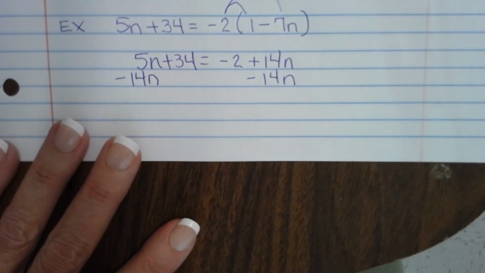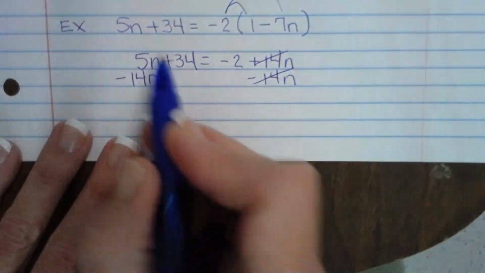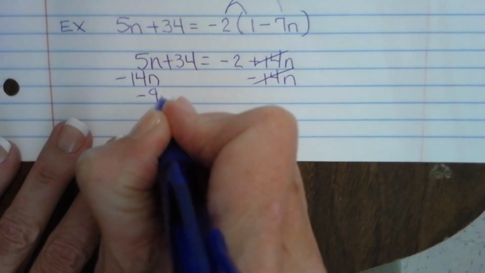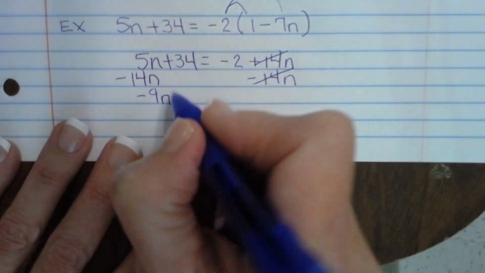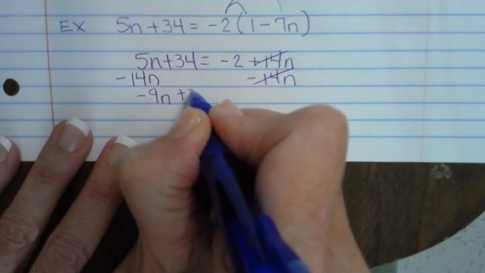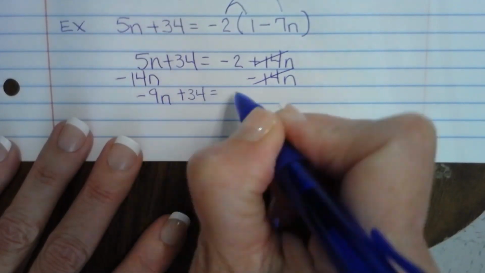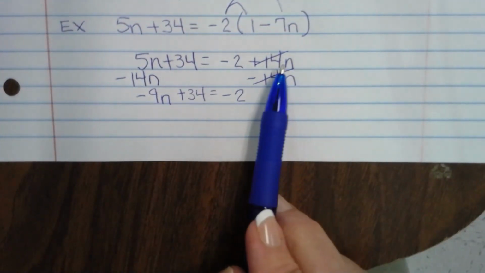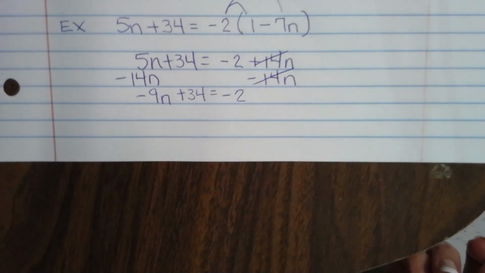Some of y'all may have subtracted 5n on both sides. You're not wrong. You can go that way if you like. Okay, so 5 minus 14, I think is negative 9. Is that right? And then there's an n on it. Bring down positive 34. Bring down equals. Bring down negative 2. If you subtracted 5, that just means on the other side you would have had a positive 9n.